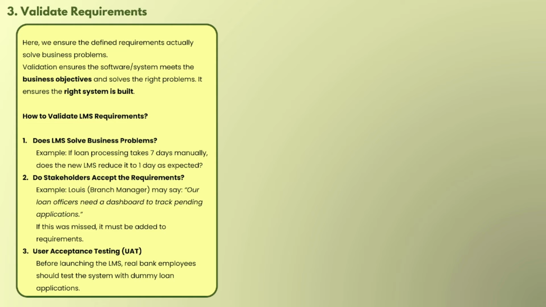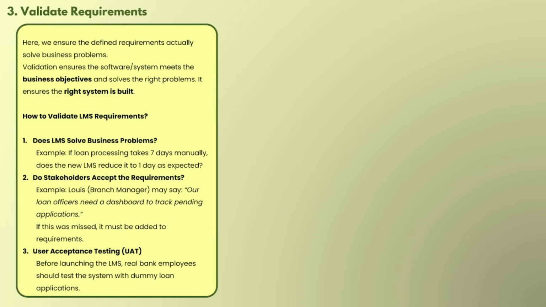Then next is, do stakeholders accept the requirements? Well, this is another very important one. Here we make sure that all the key people like stakeholders or decision makers agree with the requirements. If they are not on board, we might need to adjust the plan before moving forward. This is very simple and clear because without their approval we can't move an inch.